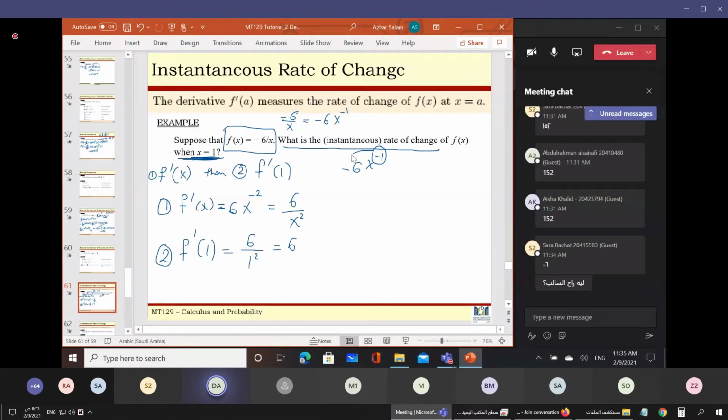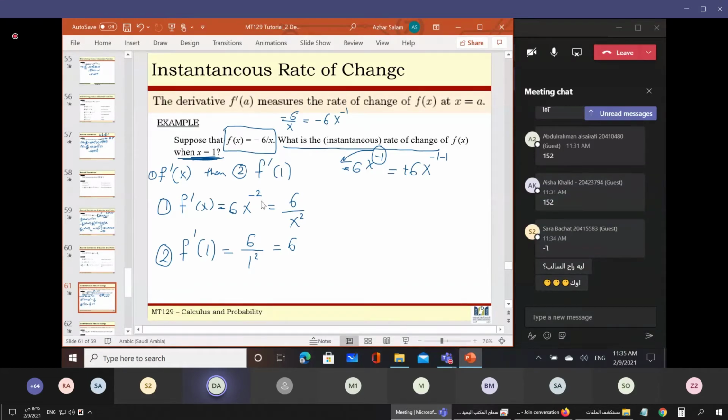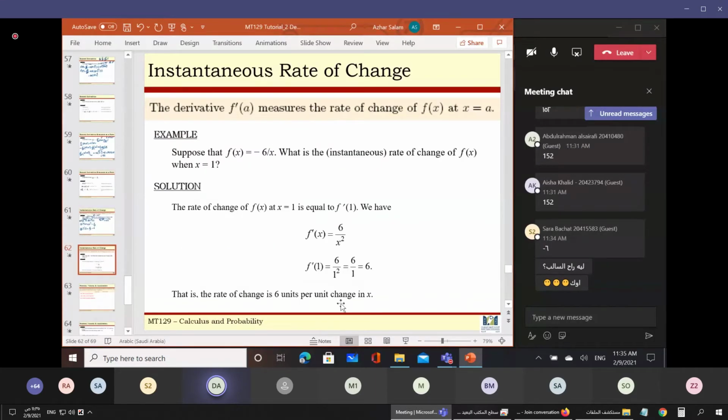I take this and multiply it here. So I have minus multiplied by minus, which is plus 6, multiplied by x to the power minus 1 minus 1, which is minus 2. Okay? This is the final answer. I just have to say the rate of change is 6 units per 1 unit change in x. Okay, 1 unit change in x makes 6 units change in y. This is the rate of change at x equal 1.